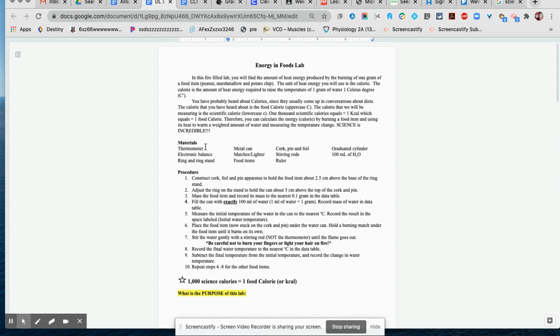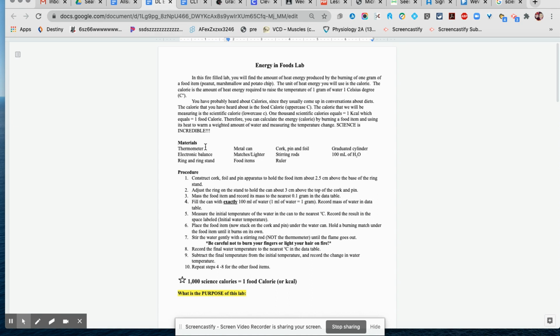There's a little cork and pin foil apparatus to basically hold the food in place. There's a stirring rod to hold the can in place, and also an extra stirring rod to mix the water as the fire goes. I used a ruler to measure the distance from food to can, and then the graduated cylinder was used to measure out the 100 milliliters of water that I added into each can. So those items were all used. The procedure is shown below.